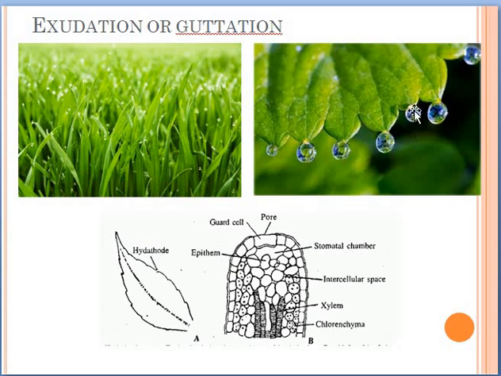These water droplets will contain a lot of waste also. This is a kind of excretion. It's not excretion, but this can be added as a kind of excretion, because in guttation, the excess water comes out of the plant through small openings, and these small openings are known as hydathodes, which are present on the margin of leaves.